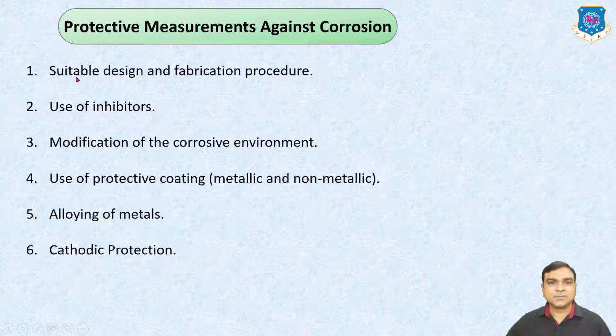First is suitable design and fabrication procedure, use of inhibitors, modification of the corrosive environment, use of protective coatings. There are two types of coating: metallic coating and non-metallic coating. Then alloying of metals, and cathodic protection.